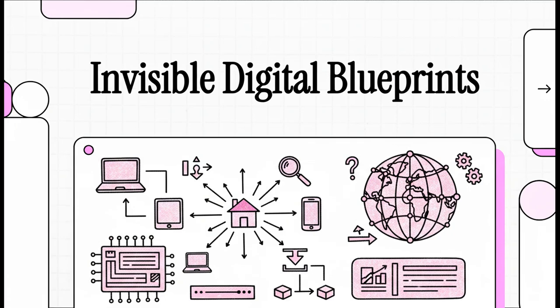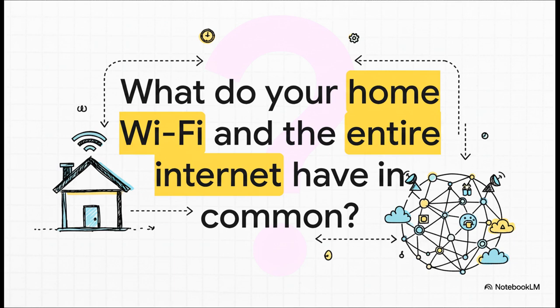All right, let's dive right in. We're going to pull back the curtain on the invisible blueprints that make our entire digital world tick. I'm talking from your living room all the way to the entire planet. So, what do your home Wi-Fi and the entire internet have in common? I know it sounds like a trick question, right? One's this little box in your house, the other, well, it's the whole world.